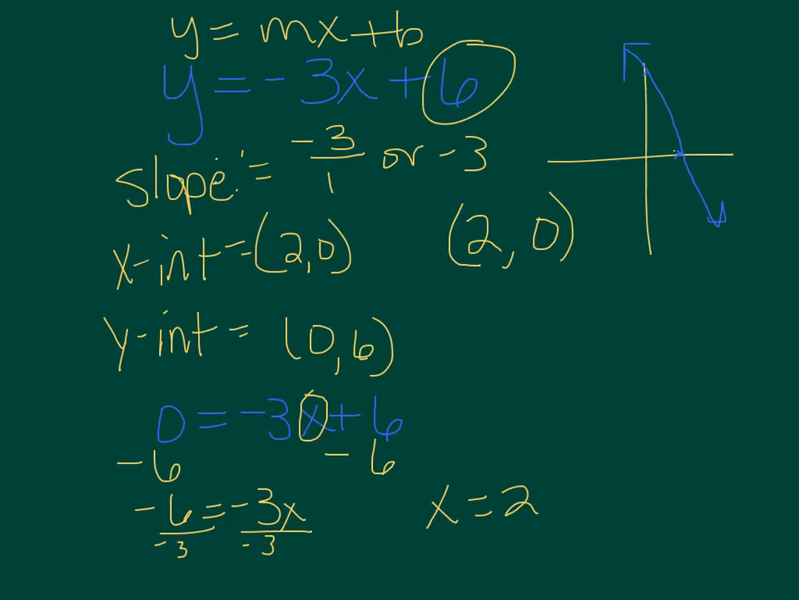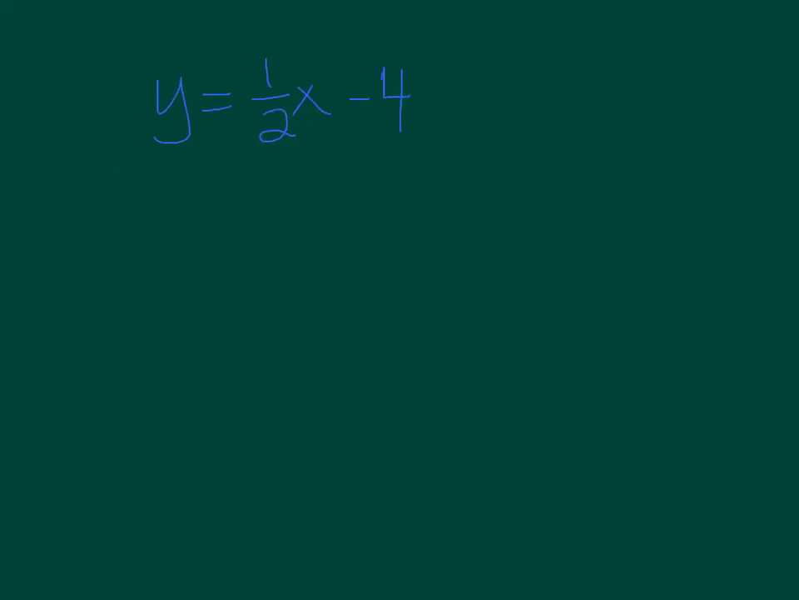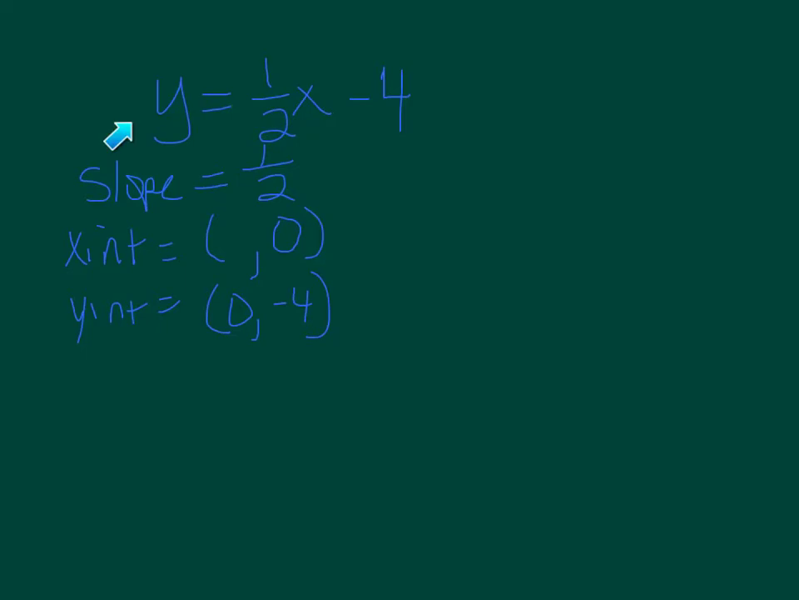Let's try another one like that. These are a little easier. All right, again, we're looking for slope, x-intercept, and y-intercept. We know my y-intercept, it's right there. So that's going to be (0, -4), and my slope is 1/2. I need to find my x-intercept. So my x-intercept, again, is when y is 0, so I'm going to plug 0 in for the y.